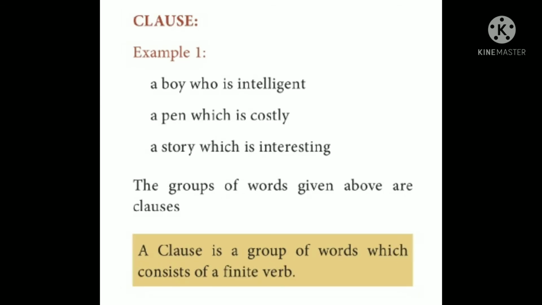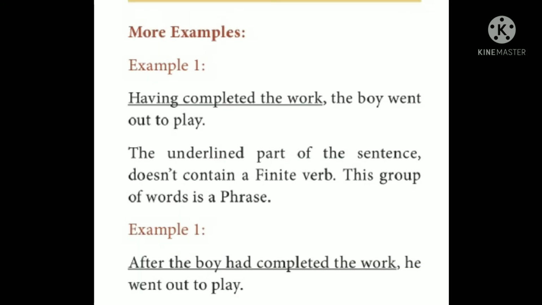The next one we are going to see is clause. A clause is a group of words which consists of a finite verb. See the examples given here. A boy who is intelligent. Next one, a pen which is costly. Next one, a story which is interesting. So the groups of words given above are clauses. We will see some more examples.